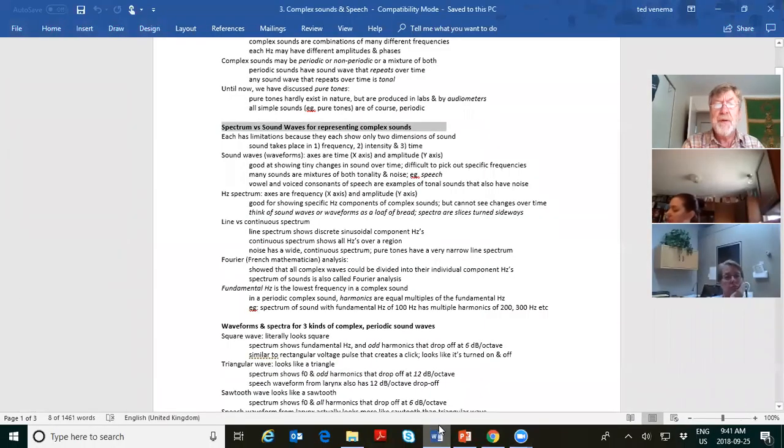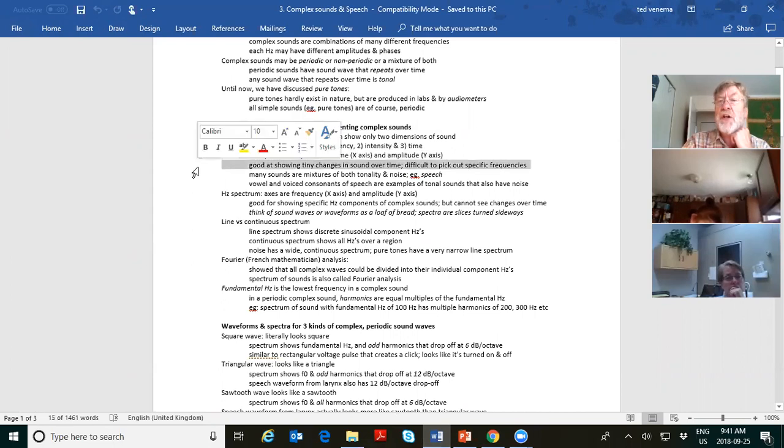And the notes. Spectrum versus sound waves for representing sounds. Each has limitations because they each show only two dimensions of sound. Sound takes place, as we recall, in frequency, intensity, and time. Sound waves, waveforms: the x-axis is time, and the vertical axis is amplitude. These are good at showing tiny changes in the sound over time.